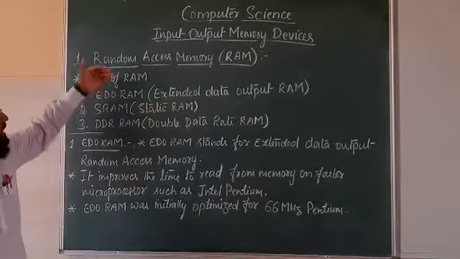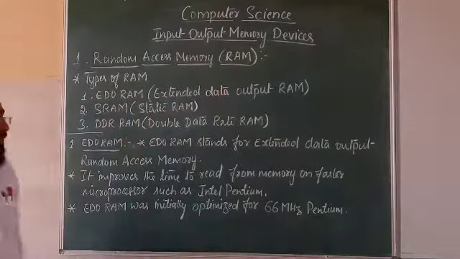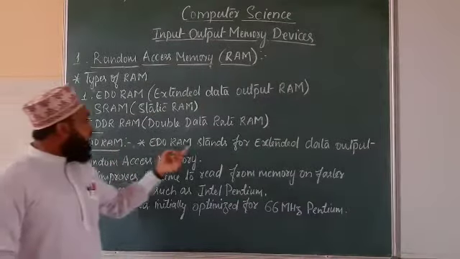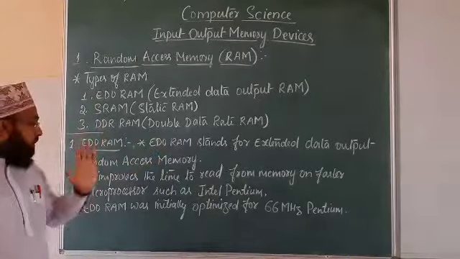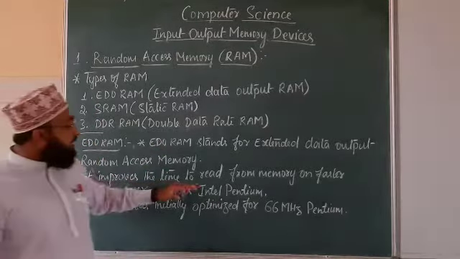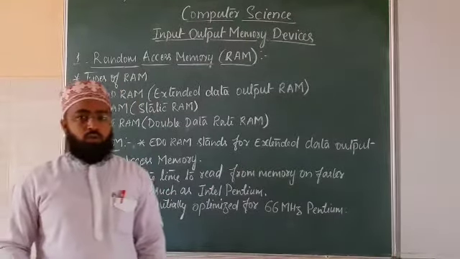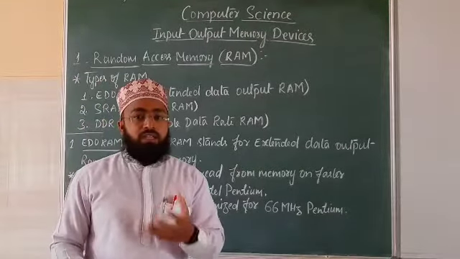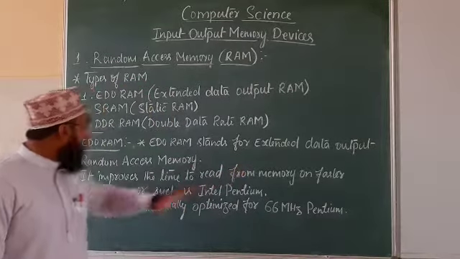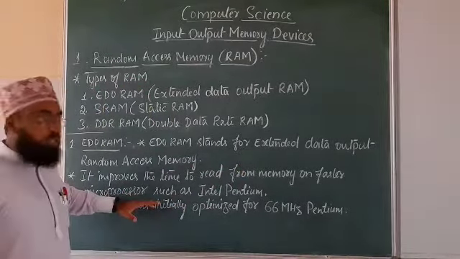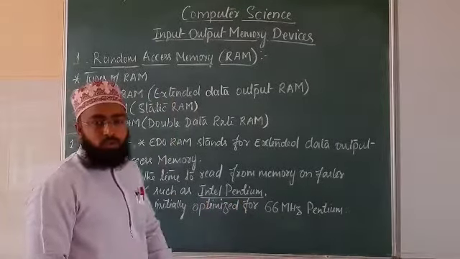Now come to the types of RAM. The first one is EDORAM, extended data output random access memory. It improves the time to read from memory. The working of EDORAM is that it improves the time to read from the memory on faster microprocessors such as the Intel Pentium. This is the name of a microprocessor.